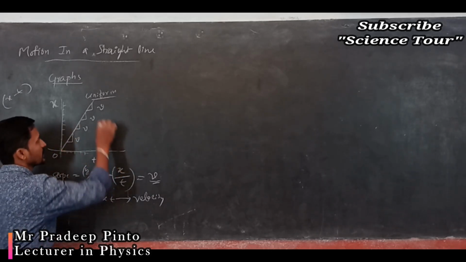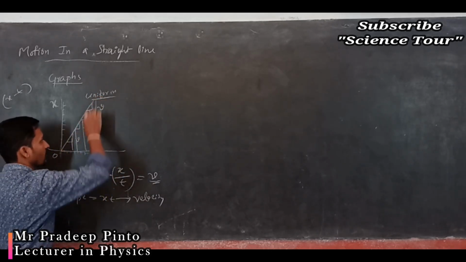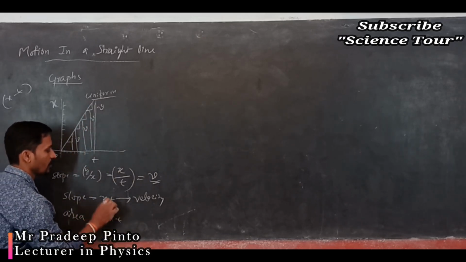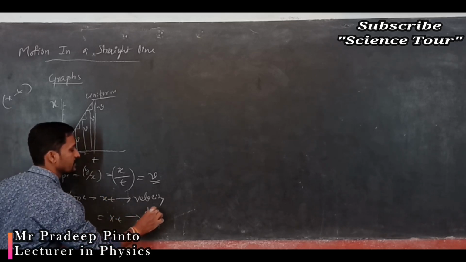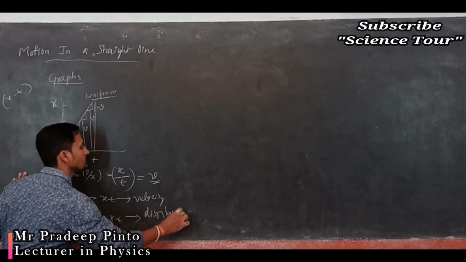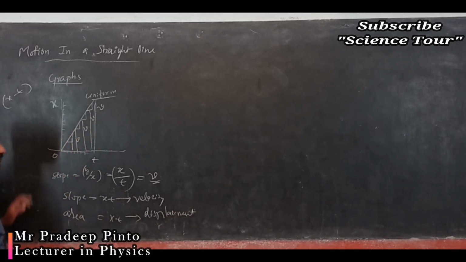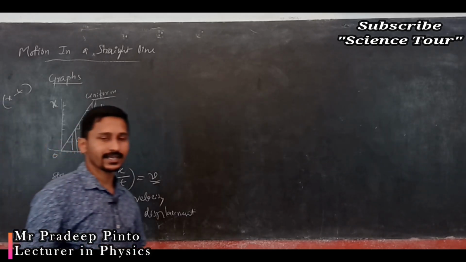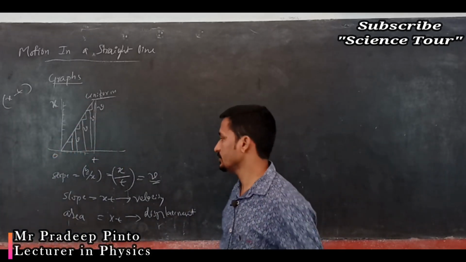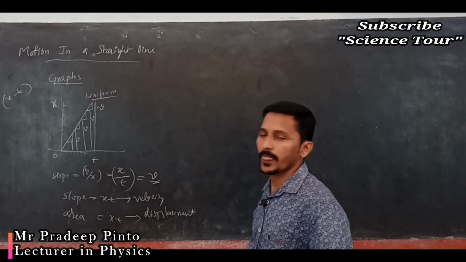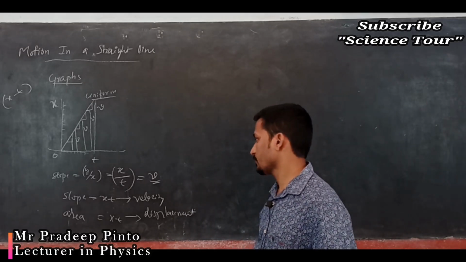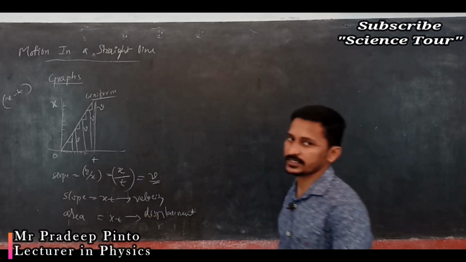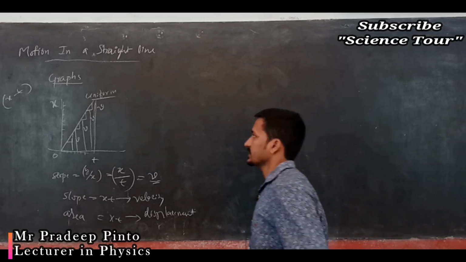Another term is the area under the xt curve. The area under the xt curve gives you the displacement. Now for competitive exams they will give you certain graphs and certain data. You have to find out the velocity, the displacement, and the acceleration. For that you have to find out some slope, some displacement, like that. So this is the xt graph for uniform motion.